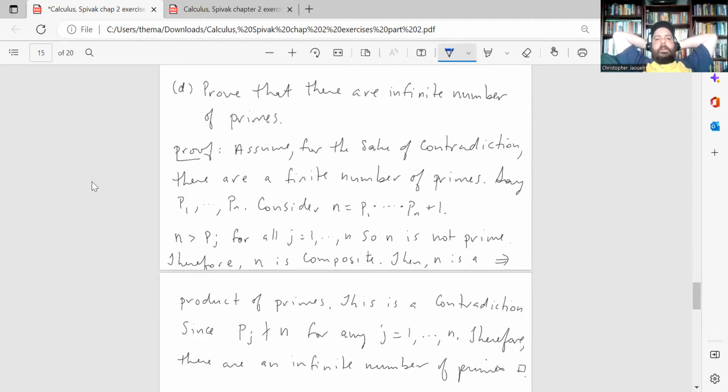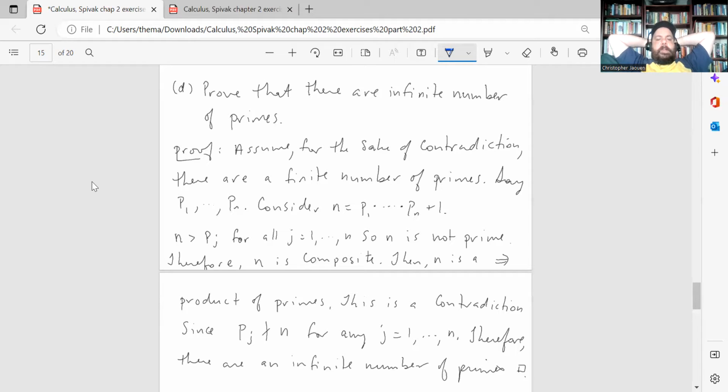Prove that there are an infinite number of primes. And this is done by a proof by contradiction, as opposed to induction. All right, so assume for the sake of contradiction, there are a finite number of primes. I should say also, this is a famous proof too. This is due to Euclid, I think. It's one of the proofs you see a lot in proof classes, like when you're learning proofs, because it's such a famous proof. Same thing with the proof that the square root of 2 is irrational.